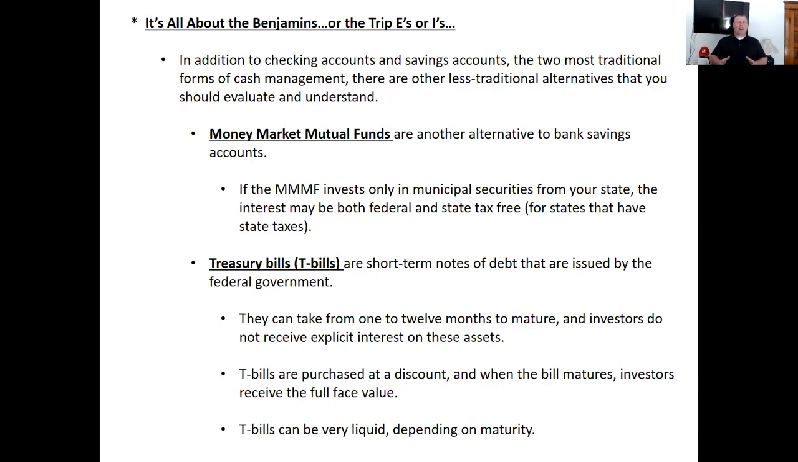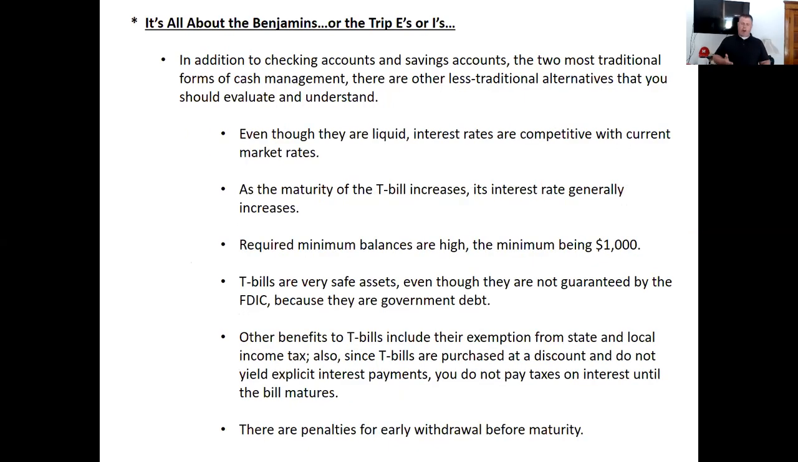T-bills can be very liquid depending on the maturity. If you buy a 10-year one, not going to be very liquid, but T-bills are usually pretty short term, 6 months or so, they're fairly liquid. So even though they're liquid, interest rates are competitive with current market rates, though, because the government wants you to buy their debt. As the maturity of the T-bill increases, its interest rate generally increases as well. Required minimum balances are high, the minimum being $1,000. You can't buy a T-bill for less than that.